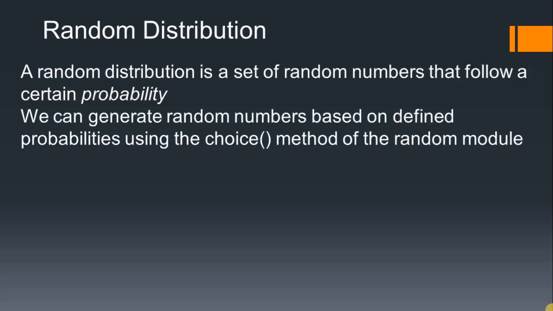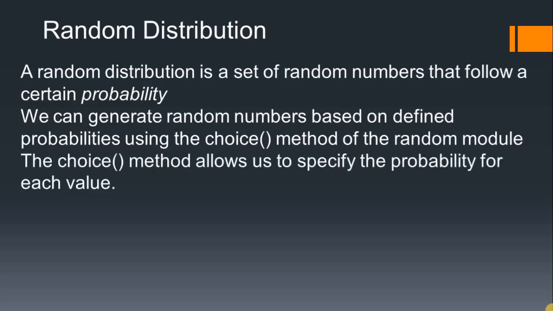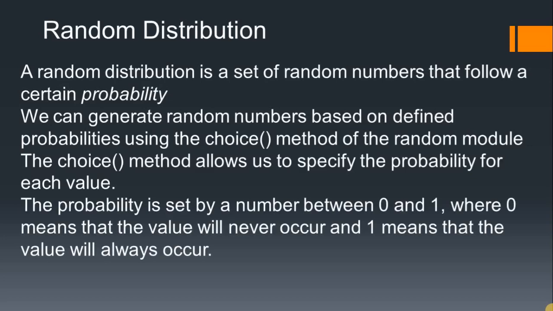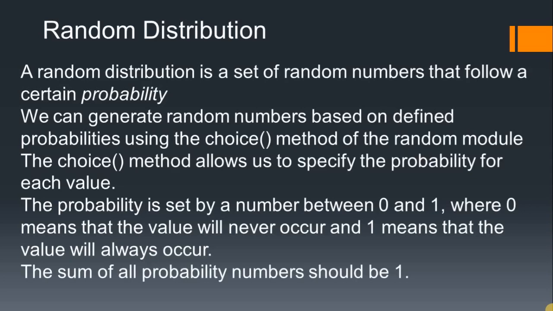We already used the choice method in the previous tutorial. By using choice we can set the particular values. Suppose I want random numbers from 1, 2, 3, 4 and 5. The choice method allows us to specify the probability, meaning the occurrence of each number. The probability is set between 0 and 1. 0 means that number will never occur, and 1 means that number will always occur. The sum of all the probabilities should be exactly 1, not less than 1 and not more than 1.